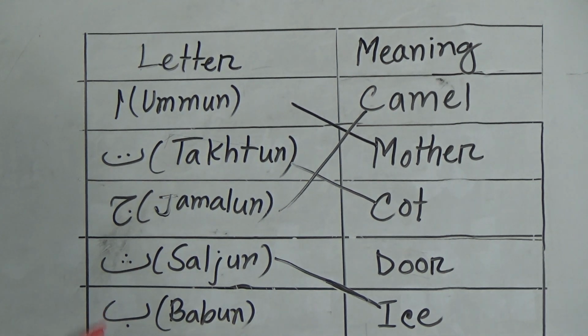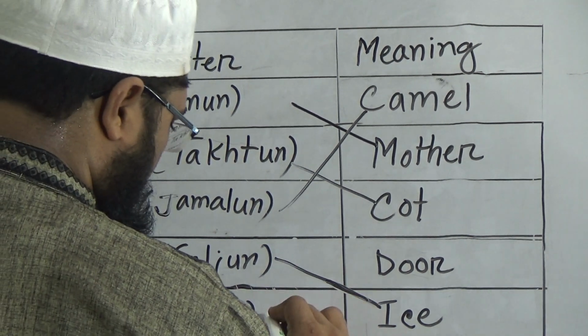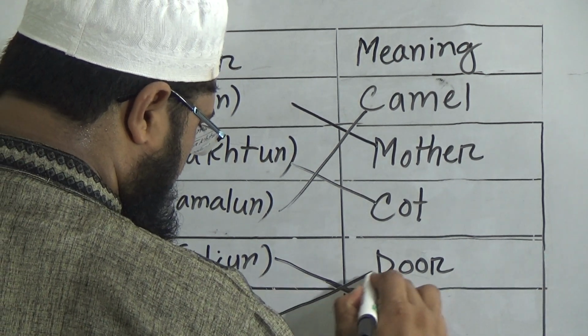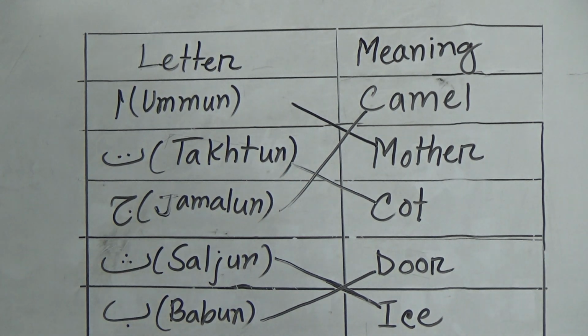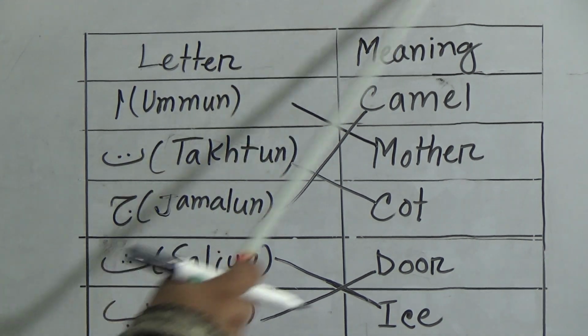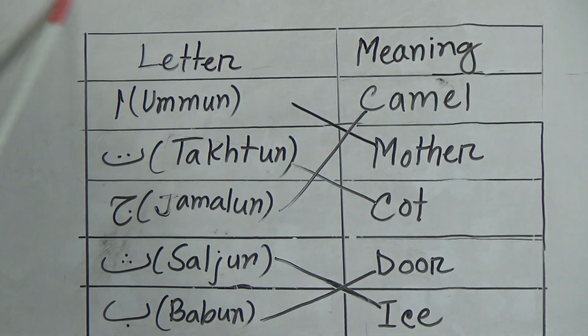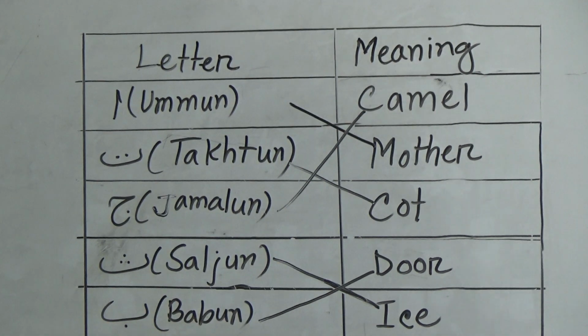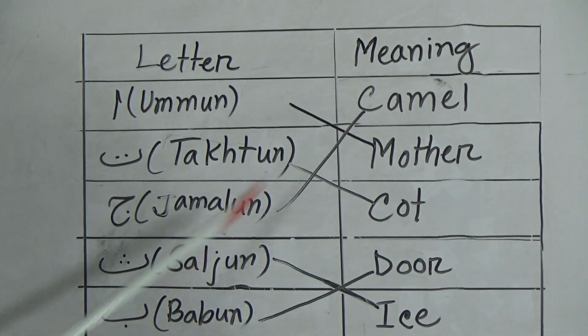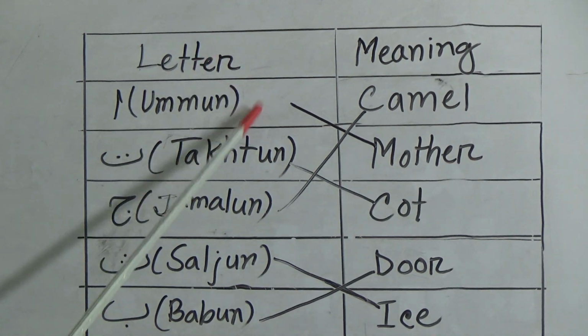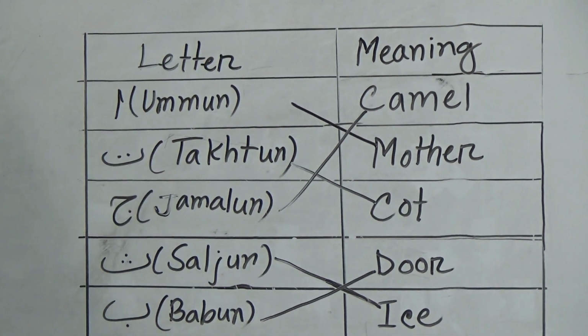Now, ba for babun. Yes, you know that babun means door. In this regard, we have to draw a line like that from babun to door. My dear students, this is matching. In your exam paper, you have to draw a line like that. We will pick the letter and meaning for you. You will only draw a line. That will be enough for you.